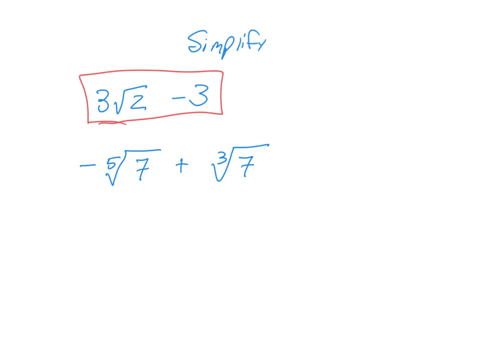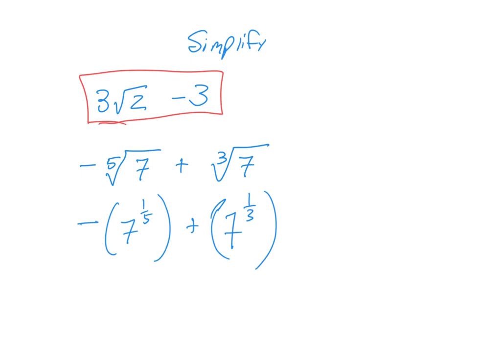All right? And then down below, I have the 5th root of 7 and the 3rd root of 7. Because we did this just in the last lesson, we're going to write our roots as exponents. I'm going to rewrite it, in blue here, as negative 7 to the 1/5 power. The 5th root is the 1/5 power. And then I'll have plus 7 to the 1/3 power.